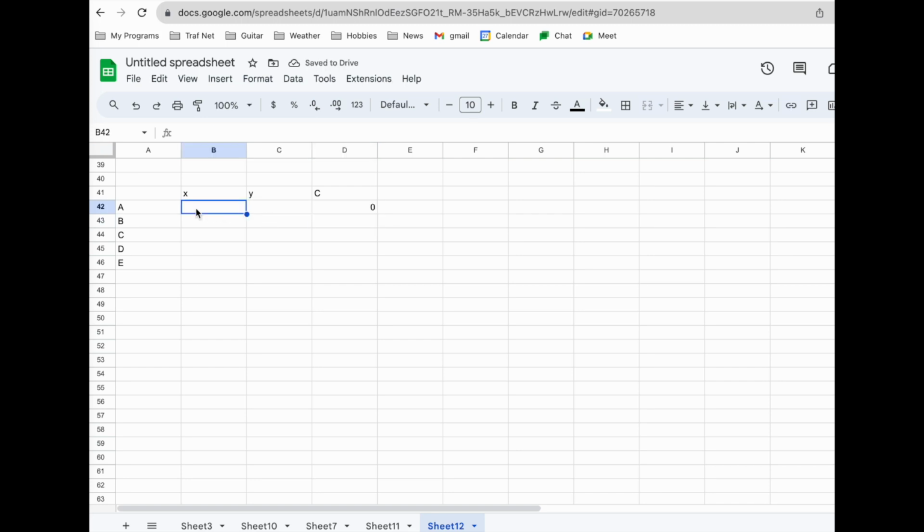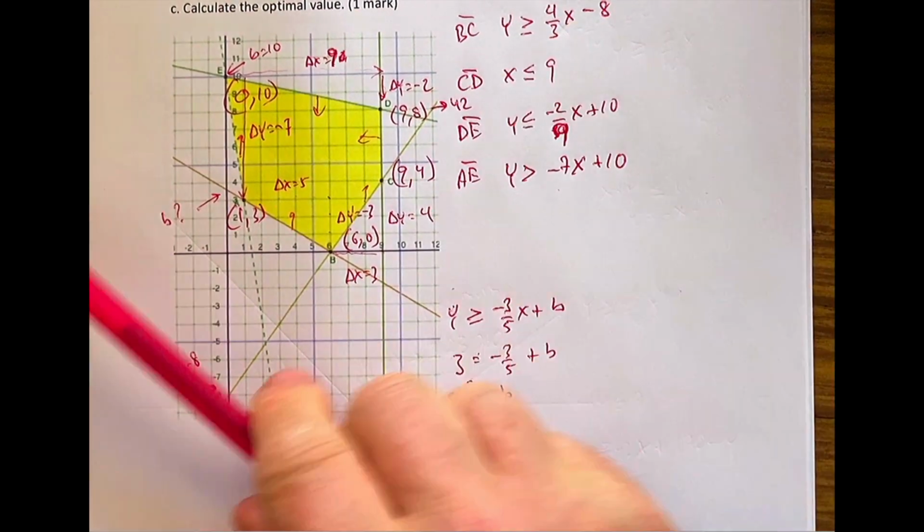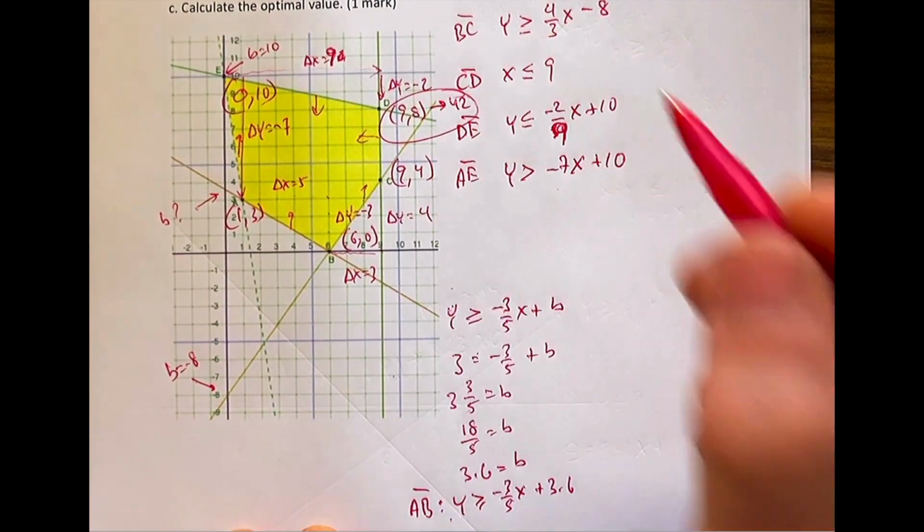Starting with A is at (1, 3). B is (6, 0). C is (9, 4). D is (9, 8). E is (0, 10). Let's fill that down. We get all these different values, and notice that 42 is the largest value. D is giving us 42. D point is giving us 42, which is our maximum. Okay, so this is our maximum.